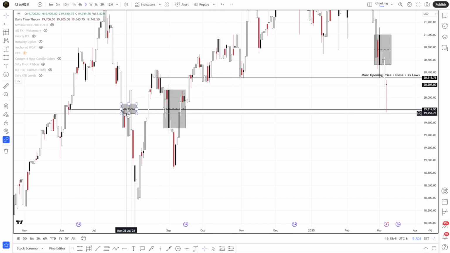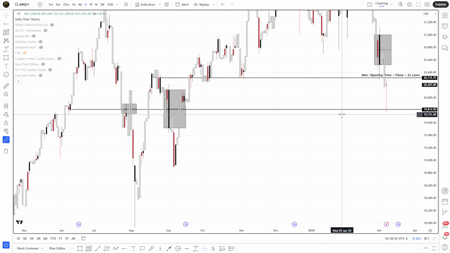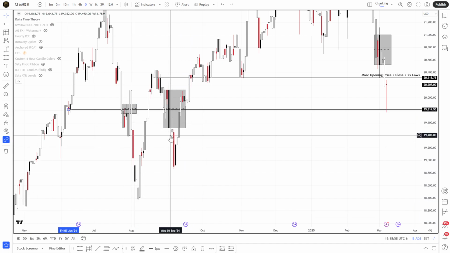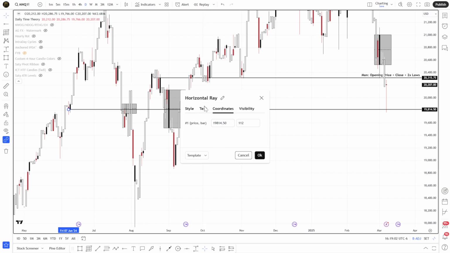Sorry, not balanced price range. The wick's going to be like your BPR. The candle body is just like the equilibrium of the range. And then we got a low right here. So I'm going to go ahead and mark out this one as well. This has a lot of confluence for me around it. And so we'll go ahead and mark that out.